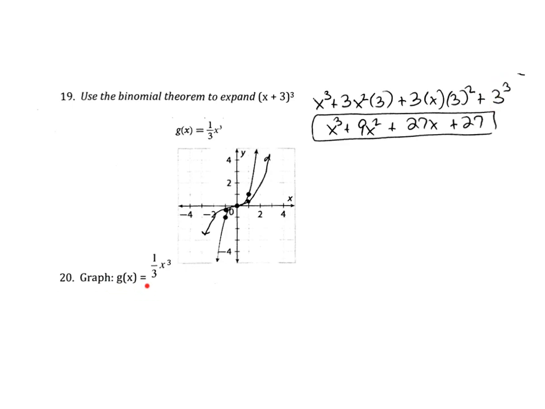Number 20 just says graph this. And they have a regular graph up here already for you. The only thing that changes is they put a 1/3 in the front. That means because it's in the front and not inside the parentheses, it's a vertical compress by a third. So still start at 0, 0. There's no shift. But instead of going over 1, up 1, we're going to go over 1, up a third. Over 1, down a third. That's the vertical compress. That's what it does.